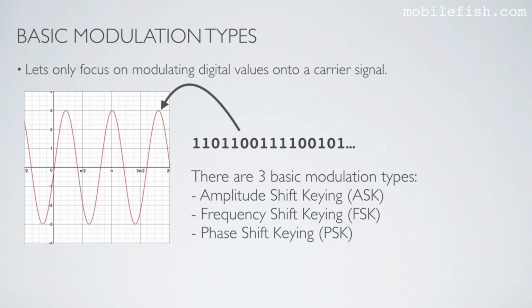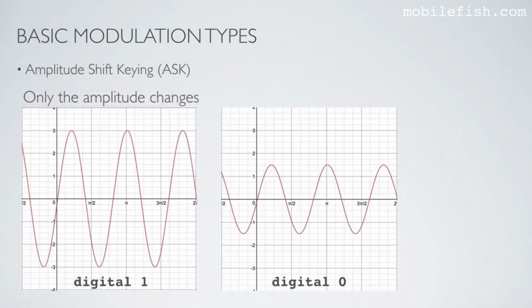Now let's focus on modulating digital values onto a carrier signal. In this example, we have a digital message which we want to encode on this carrier signal. There are three basic modulation types: amplitude shift keying, frequency shift keying, and phase shift keying. When we use amplitude shift keying, only the amplitude changes. As you can see, the amplitude is here 3, and here the amplitude is 1.5. In this example, if the amplitude is 3, then it represents a digital 1, and when the amplitude is 1.5, it is a digital 0.